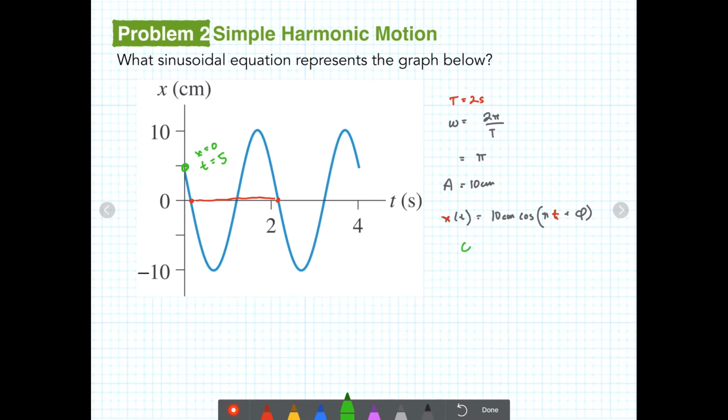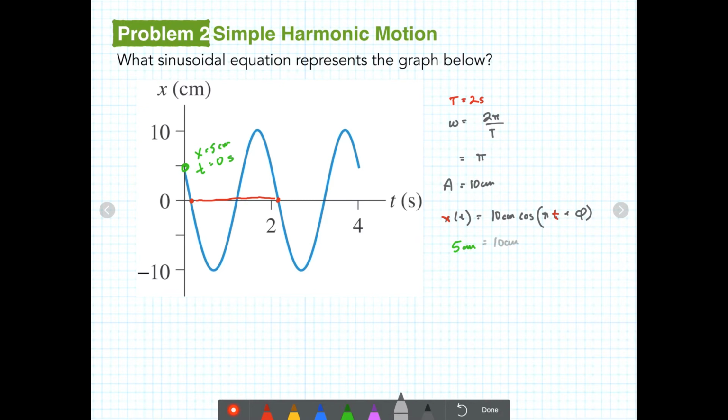Okay, so you say 0 is equal to 10 centimeters. Oh, sorry, not 0. What's x? Did that wrong. X, right? X is not equal to 0. X is equal to 5 centimeters, right? This is x on this axis. And t is equal to 0 seconds. So x is going to be 5 centimeters, all right?